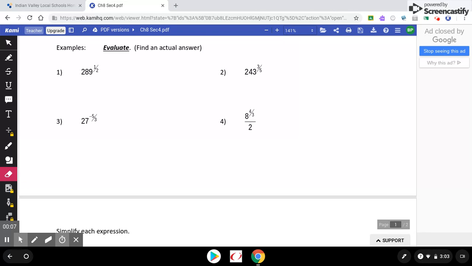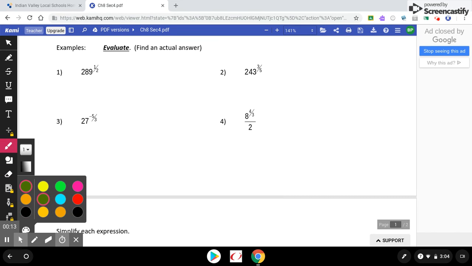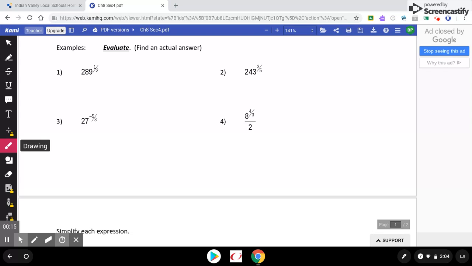Notice the direction says evaluate. Evaluate always implies that you are trying to come up with an answer, as in just a number, not a variable, not a crazy exponent, not a square root or a cube root, just a regular old number for an answer. So the really good news is we can do these on our calculator.